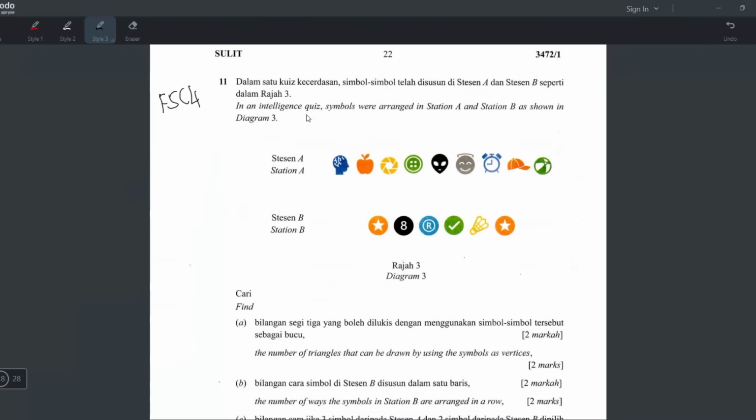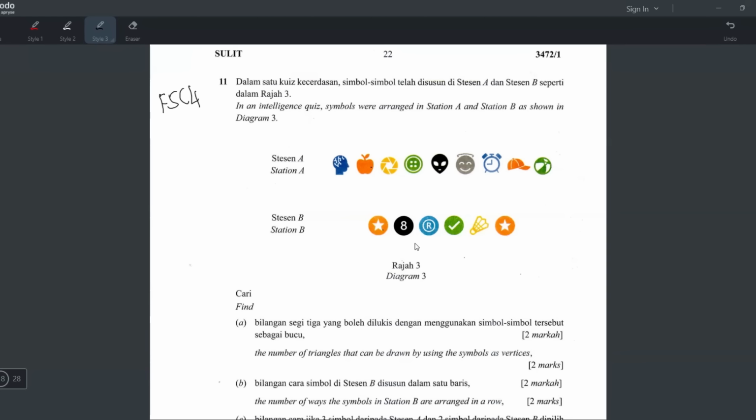In an intelligence quiz, symbols were arranged in station A and station B as shown in diagram 3. So, diagram ni sudah tunjuk, ini semua simbol. So, ada simbol otak, simbol apple, simbol button, alien, angel, clock, topi, bola, and then ini ada star, 8. Okay, R, simbol tick, badminton. Oh, star, identical. So ada star yang muncul 2 kali kan.